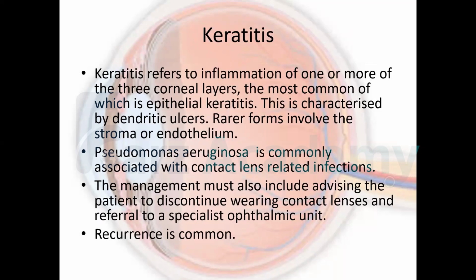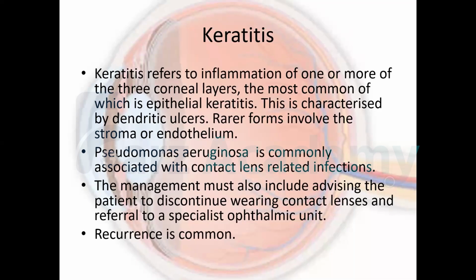Moving on to the next topic, keratitis. Keratitis is nothing but inflammation of one or more of the layers of the cornea, and the most common is epithelial keratitis, usually characterized by dendritic ulcers. The rarer forms involve the underlying layers of the stroma or the endothelium, but the most commonly involved is the epithelial layer of the cornea. Pseudomonas aeruginosa is commonly associated with contact lens irritation, which leads to keratitis.